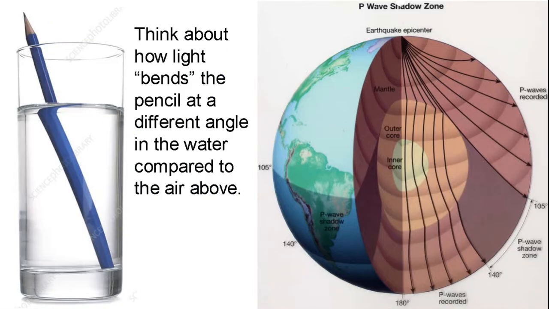So if you look in this picture on the left, the pencil appears to be broken a little bit as it's sitting in the water. But that's really the water refracting and changing how the light bends to see the pencil. And so we see it at a different angle compared to what it actually is. And that's kind of what's happening in the Earth. If you look at the picture on the right, as the lines are traveling through the core, they don't go in a straight line. They bend a little bit as they go from the mantle to the outer core, or a little bit from the outer core into the inner core.